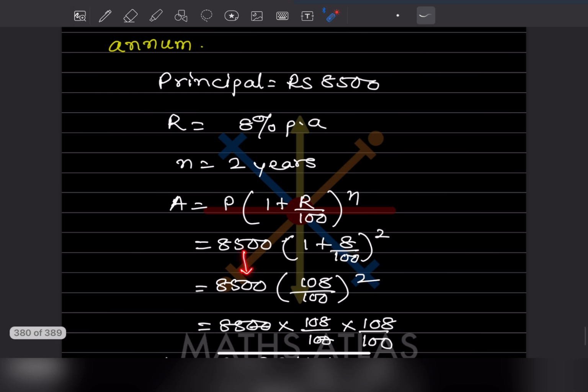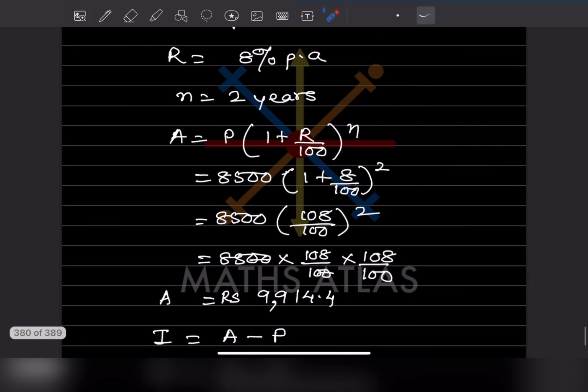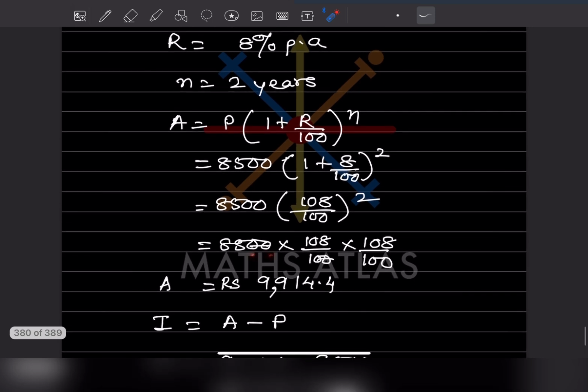So this will be 8,500 and this will be 108 by 100 raised to 2. So 8,500 into 108 by 100 into 108 by 100. So this and this get cancelled. So you will multiply this and then you are going to divide whatever answer you get by 100. So the answer is rupees 9,914 point, you can write here 40.